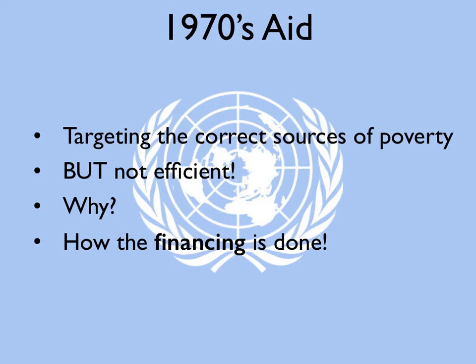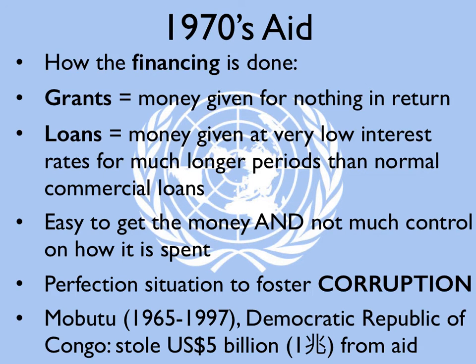The problem was not the projects, but how the projects were financed. Right? So yes, they were targeting the correct sources of poverty, but not in an efficient way, because the financing was done in a way that did not encourage results. The financing was done in two ways.